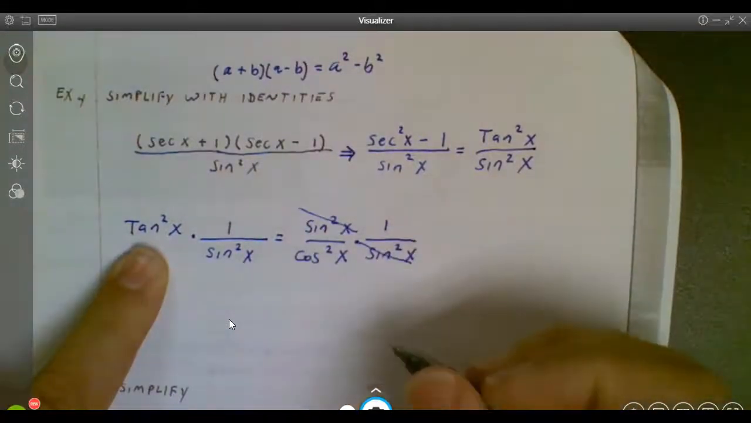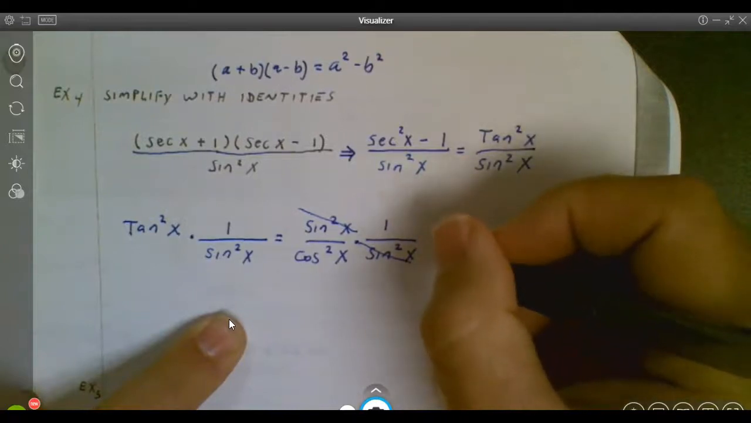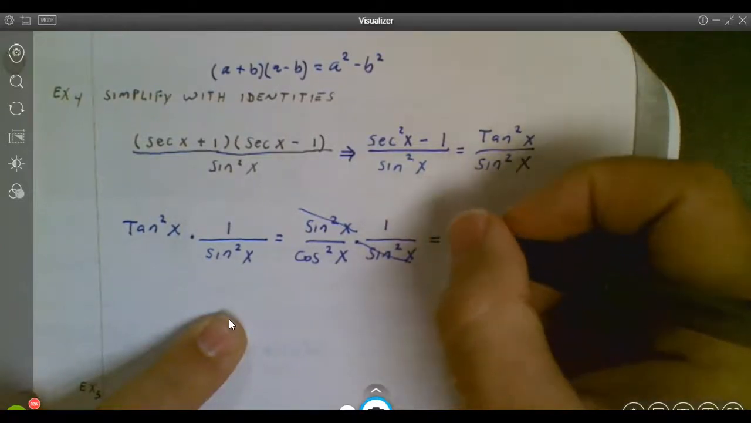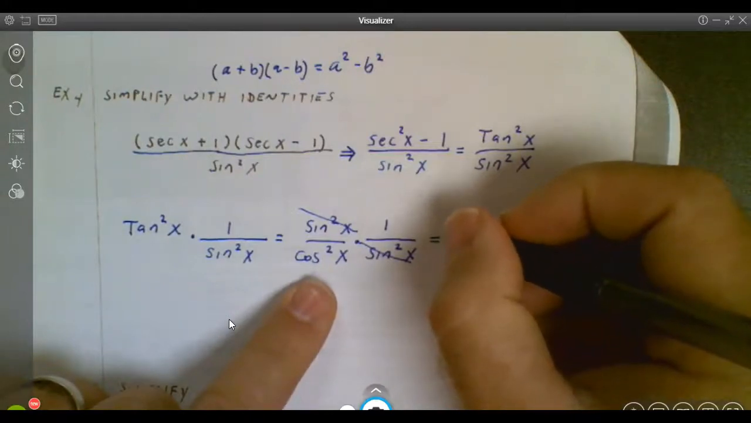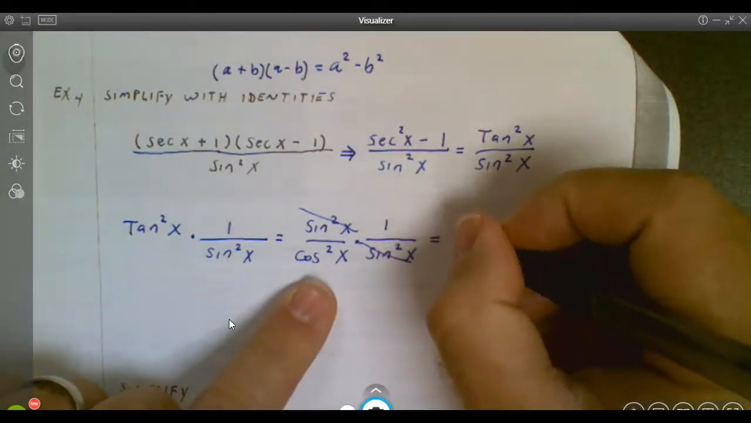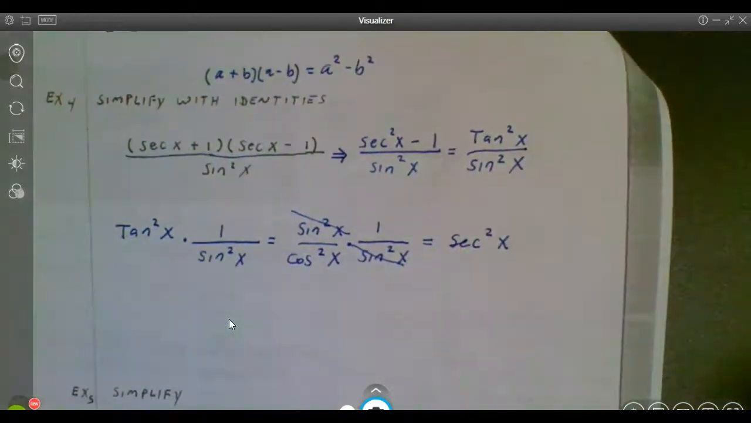Those guys can go. I'm left with 1 over cosine squared, which we could write as our answer. But typically, since it's on the bottom, instead of 1 over cosine squared, we would see it written as secant squared of x. And we're going to try one more of these.